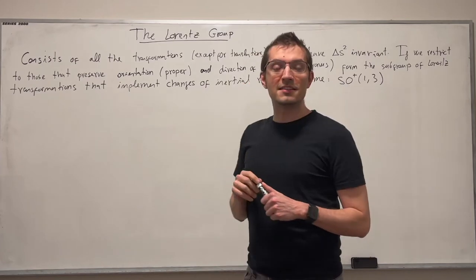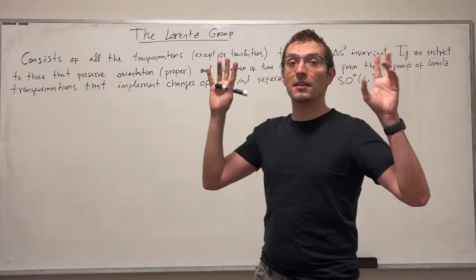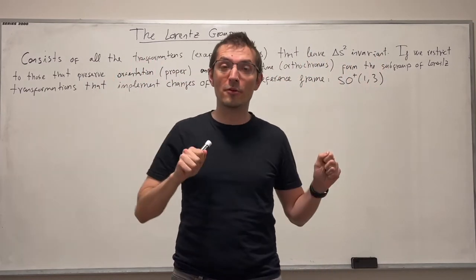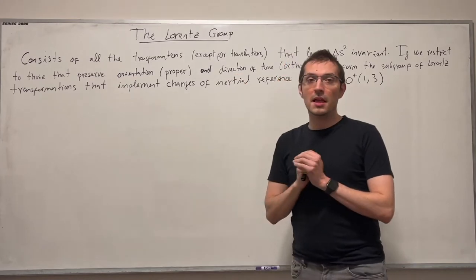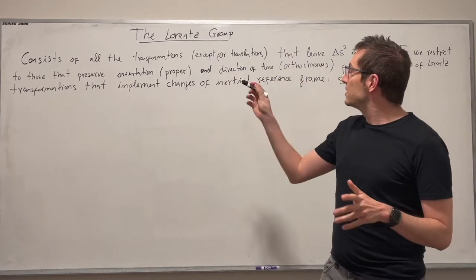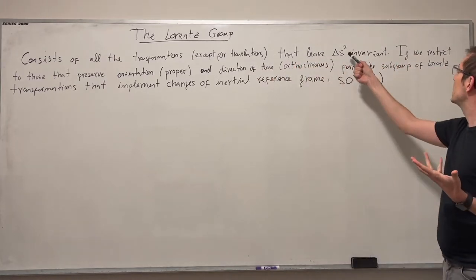All right, let's draw our attention to the Lorentz group. We're working, let me recall, with the Poincaré group. The Poincaré group consists of the translation group and the Lorentz group. Now, the Lorentz group consists of all the transformations, except for translation, of course, that leave delta S squared invariant.